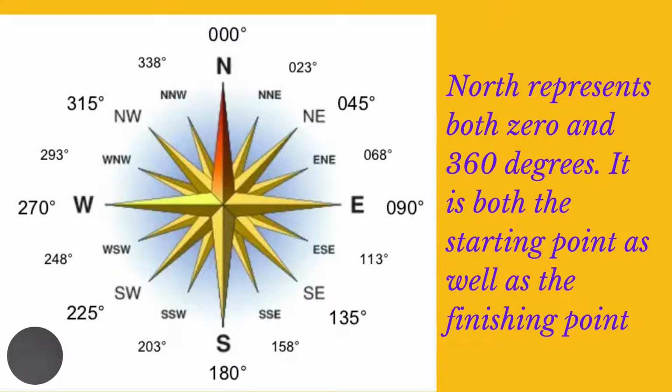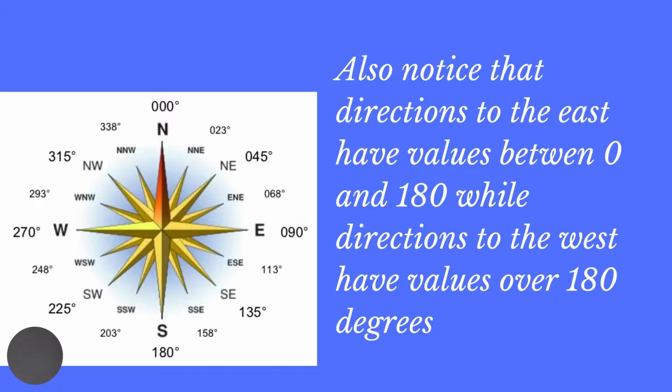So let us note again, north is both 0 degrees and 360 degrees. It is both the starting point as well as the ending point. Also, notice that directions to the east have values between 0 and 180, while directions to the west have values over 180 degrees. This is very important when we're calculating the bearings.